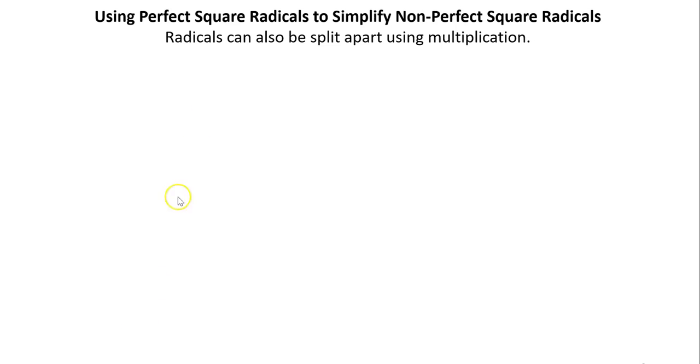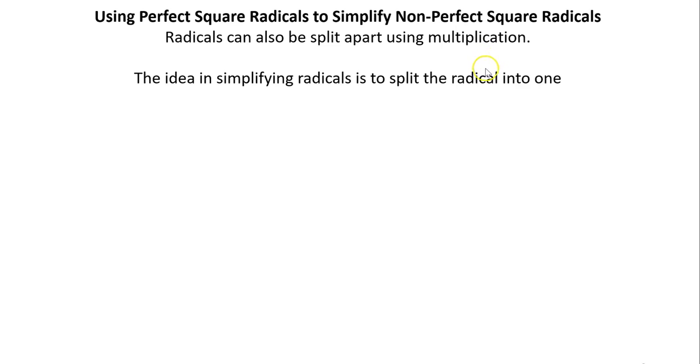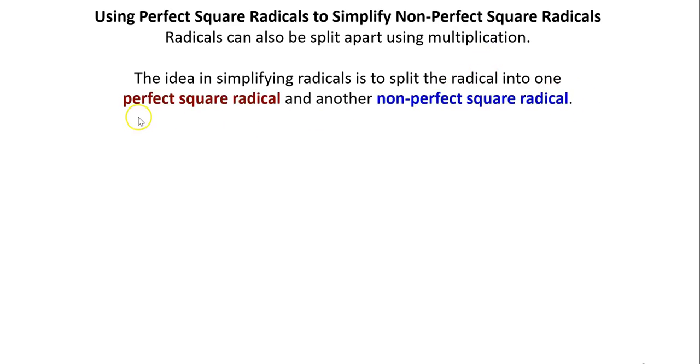The first way to simplify radicals is by using perfect square radicals to simplify non-perfect square radicals. Radicals can be split apart using multiplication. So just like we were multiplying on the previous slide, we can now split them apart into multiplication. So the idea in simplifying radicals is to split the radical into one perfect square radical and another non-perfect square radical. So that's why I went through those perfect squares at the beginning.